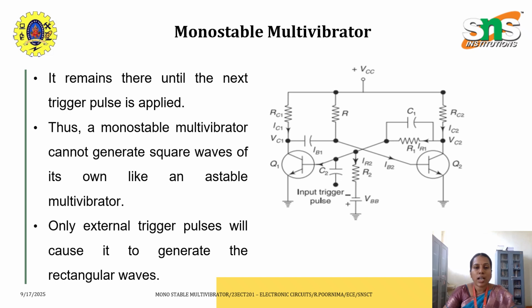So it remains there until the next trigger pulse is applied. This operation goes on like this. It does not generate square waves like an astable multivibrator. When we apply an external trigger, it generates rectangular waves. So it can be used in delay circuits and timer circuits.